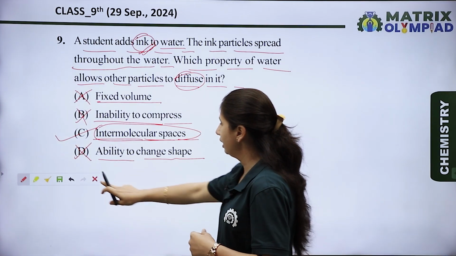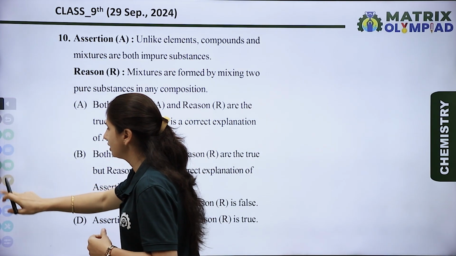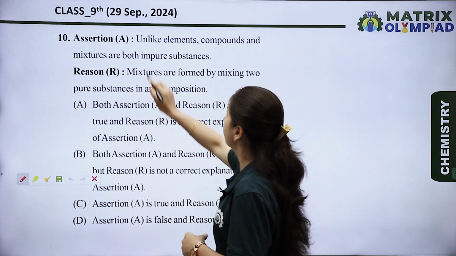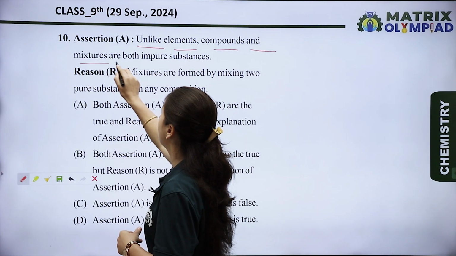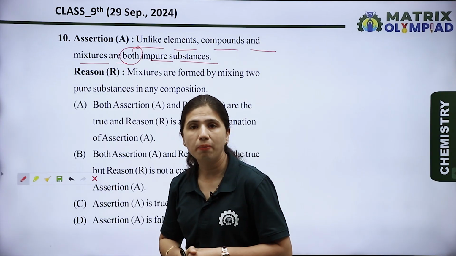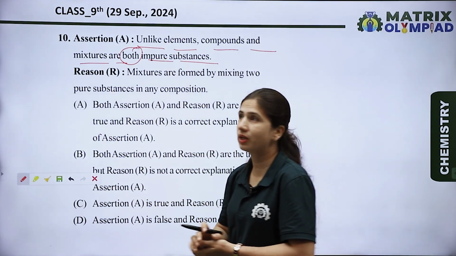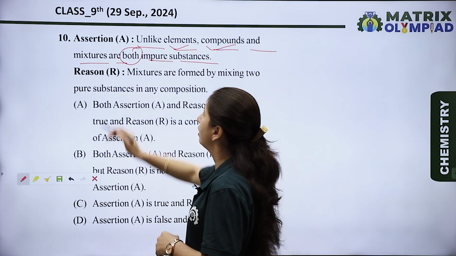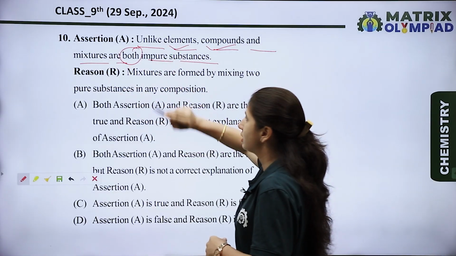Now let's see the next question. The next question is an assertion-reason type question. Let's see the statement first. Assertion: unlike elements, compounds and mixtures are both impure substances. No, compounds and mixtures are not both impure substances. We can say elements and compounds are pure substances and mixtures are impure substances. So the assertion is a false statement.